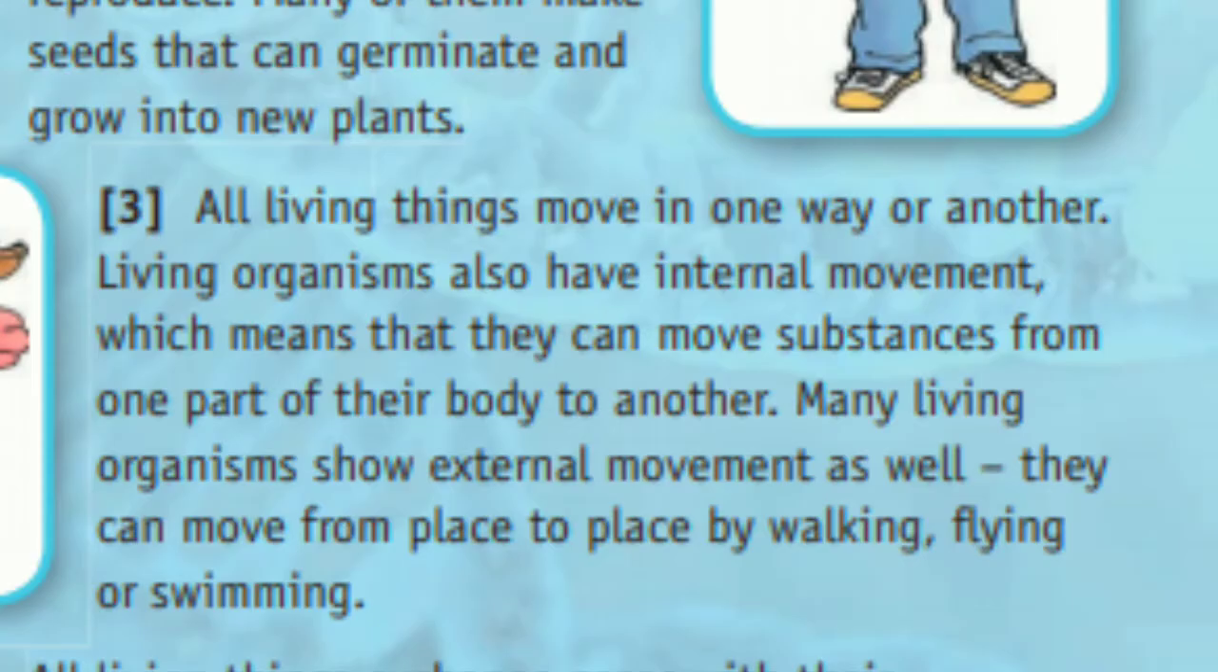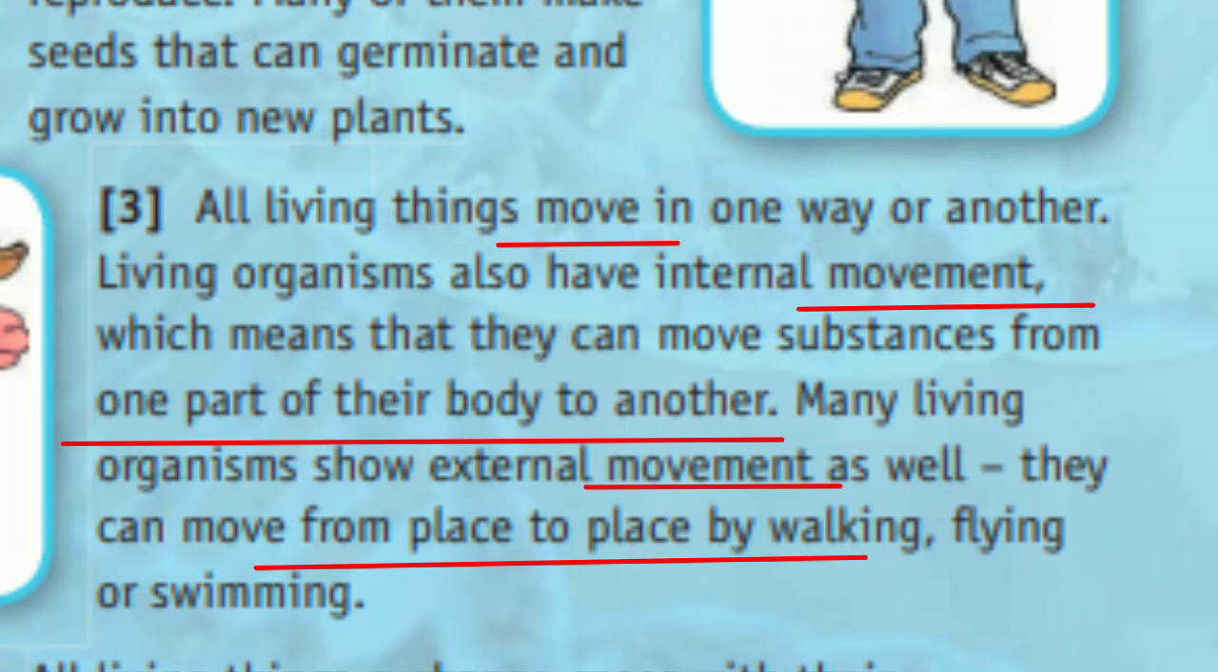What about the third paragraph? All living things move in one way or another. Living organisms also have internal movements, which means they can move substances from one part of their body to another. Okay, so this is the first sentence. Remember, the main idea is usually located in the first sentence. So we've got internal movement here, and also can move substances from one part of their body to another. So the characteristic is movement, right?